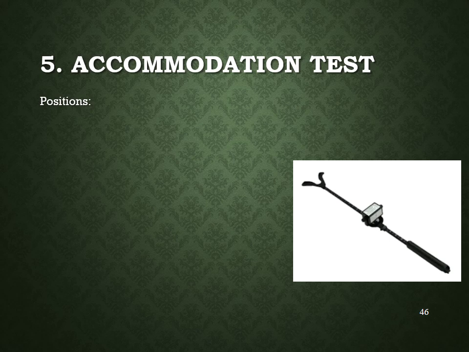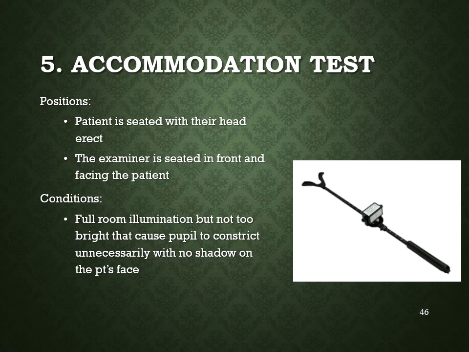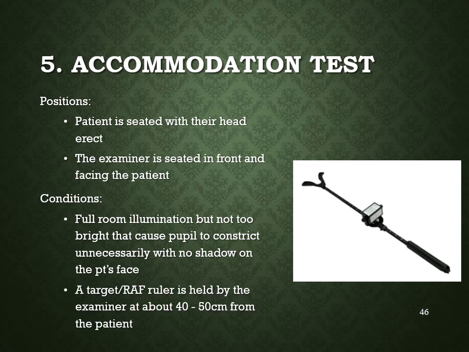We will use the RAF rule to measure the accommodation, and we need to make sure that the patient is seated with their head erect and the examiner is seated in front and facing the patient. For the room, use full room illumination, but not too bright that it can cause the pupil to constrict, and with no shadow on the patient's face. A target or RAF rule is held by the examiner at about 40 to 50 cm from the patient's eye.